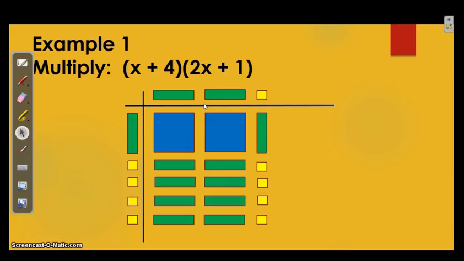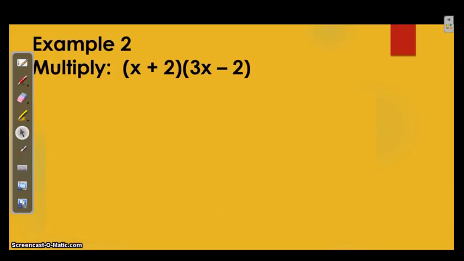As we can see here, we have 2x squared blocks, or 2x squared. We have 9 long green bars, or positive 9x, and 4 single units, which represents positive 4, giving us a final solution of 2x squared plus 9x plus 4. Let's try a second example, only this time we'll include a negative number.